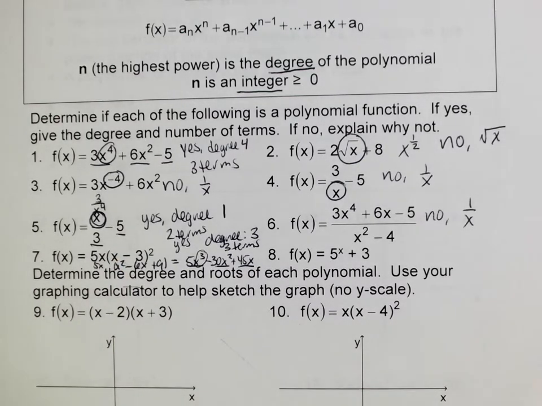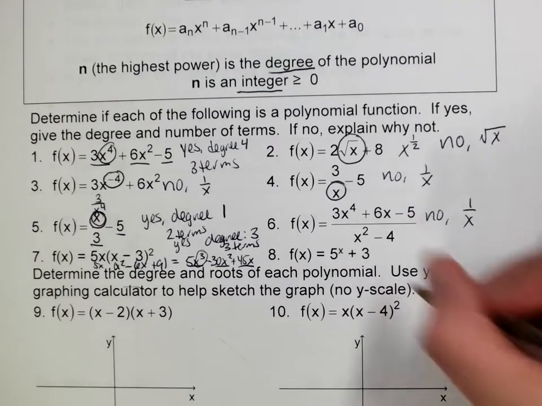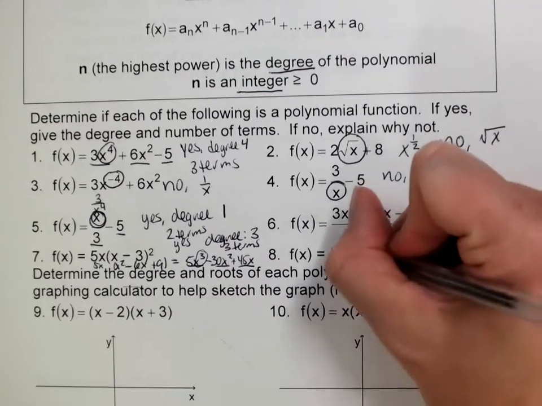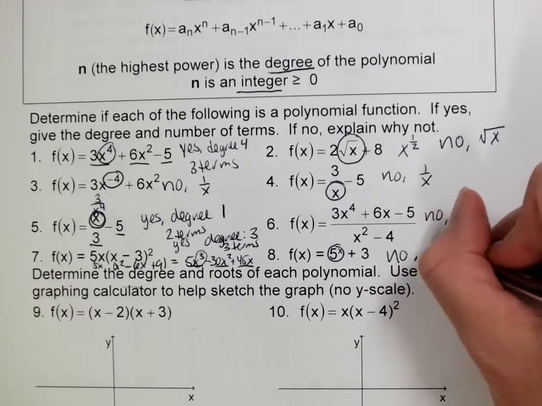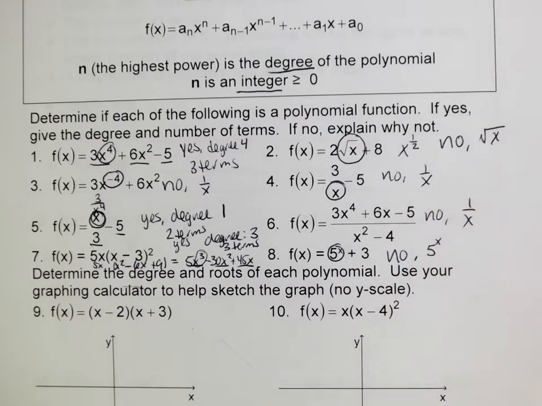Question number 8, sorry that these notes are looking like chaos. Question number 8 is also not a polynomial because you can't have an x as an exponent. This is actually an exponential equation, where you have some number, we usually use 2 or 5, to the x power. That's an exponential, so no, okay?